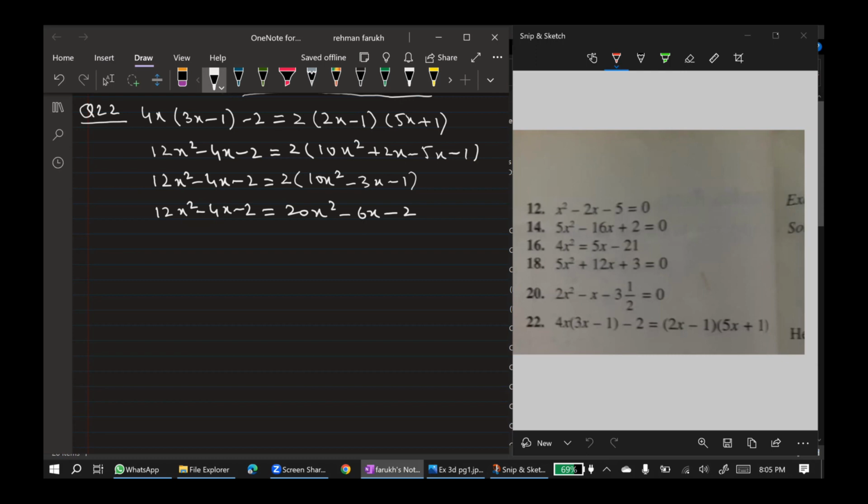We will shift all the terms to the right hand side. 20x square minus 6x minus 2 minus 12x square plus 4x plus 2.